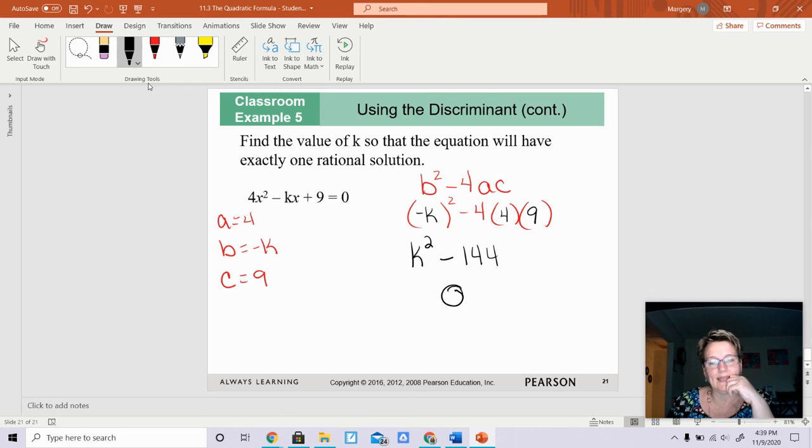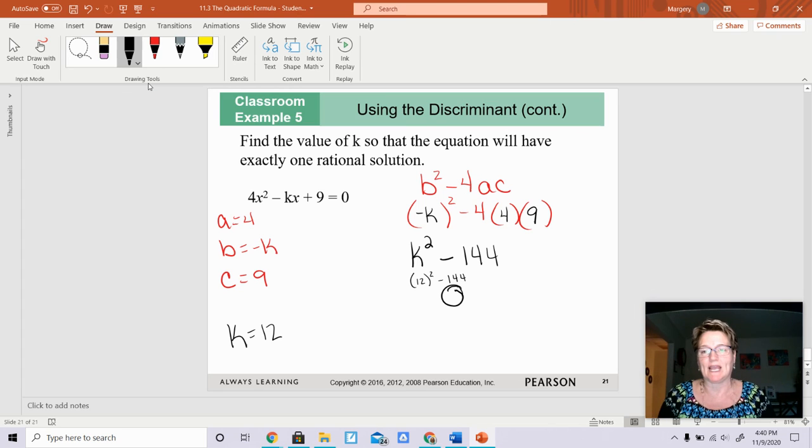So the only thing I could think of is if k was 12, because 12 squared minus 144 would give you 0. So k would have to equal 12. Alrighty? So k would have to be 12. And remember, they just want you to tell me what the value of k is. And k would have to be 12.